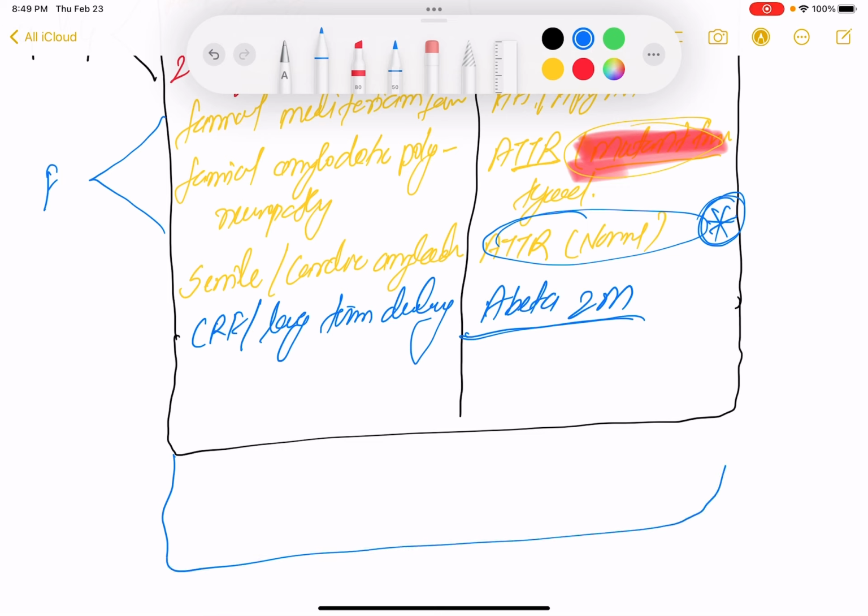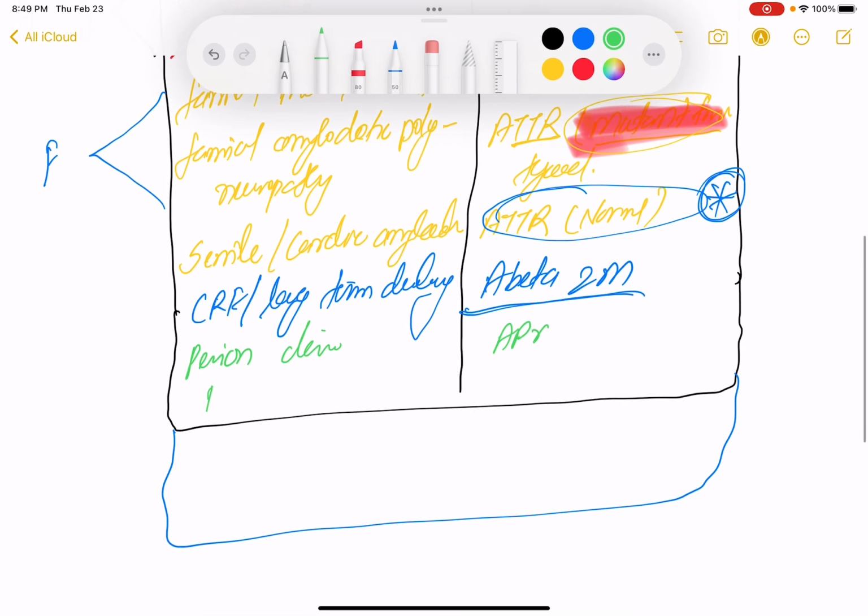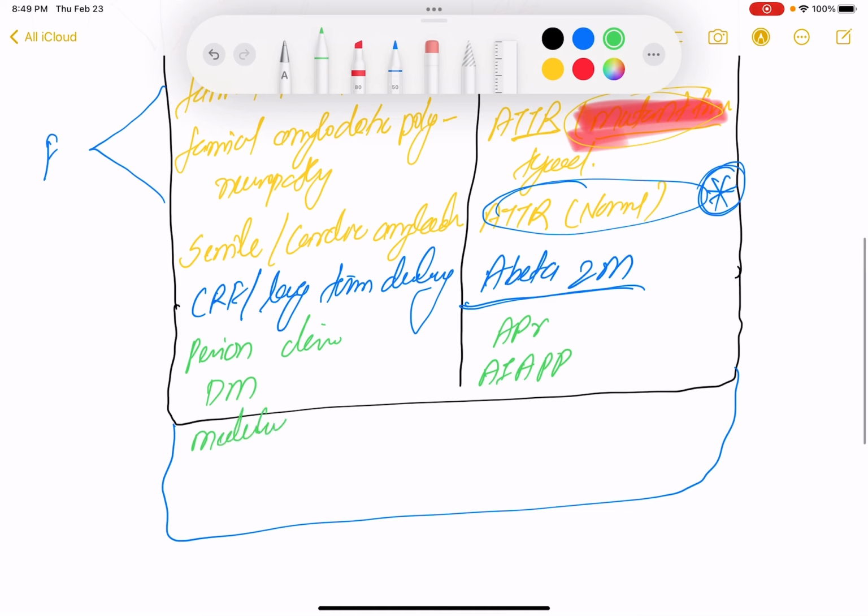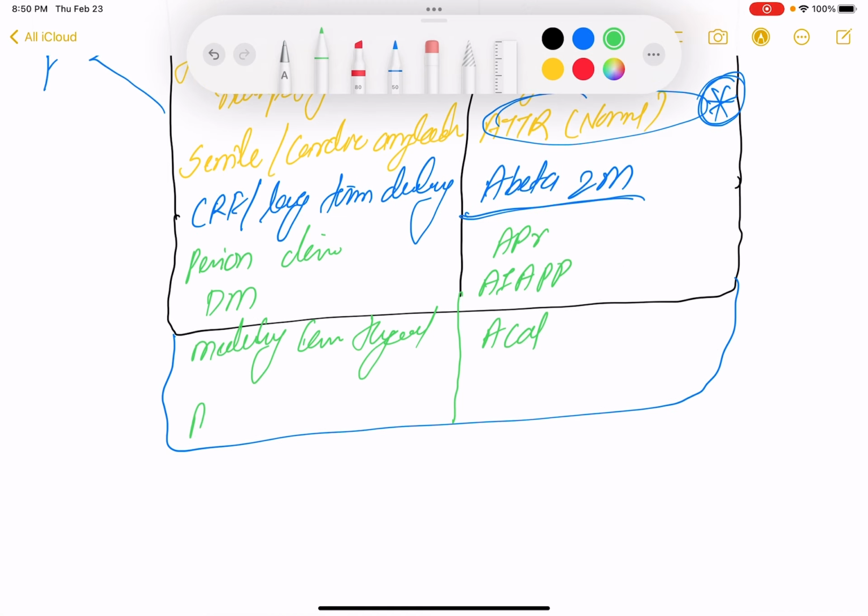Then we have localized. In localized, there is prion disease. In prion disease, there is accumulation of APR amyloid. Then we have diabetes mellitus, with accumulation of AIAPP amyloid. Then medullary carcinoma of thyroid gland, where there is accumulation of ACal. Our last one is Alzheimer disease, where there is accumulation of A beta. So this is the classification of localized.